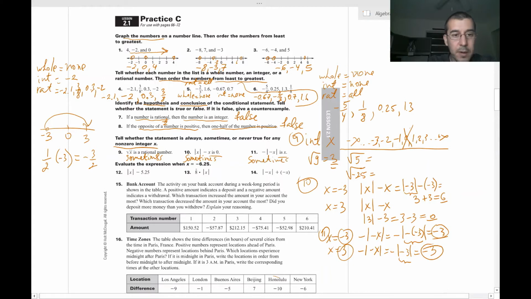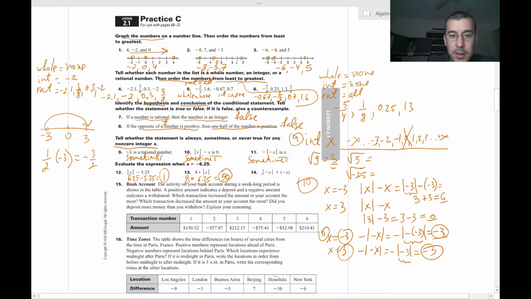Okay. Evaluate the expression when x equals -6.25. So the square root of 6.25, then minus 1.5... the result equals 1. So 1 is the answer for 12. 13, this is 8 times the absolute value of -6.25. We know that the absolute value of a positive or negative number is a positive number, so this is 6.25. So 8 times 6 is 48. 8 times 0.25 is 2. So this is 50. That's for 13.